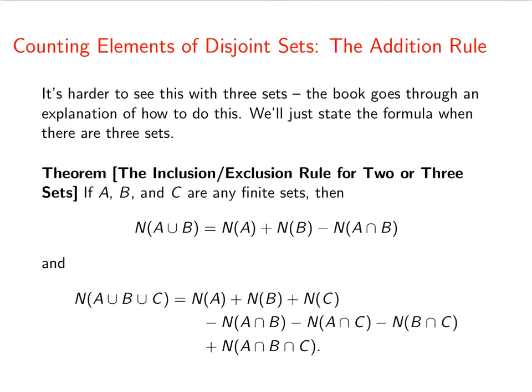So inclusion-exclusion says that the number of elements in A union B is the number of elements in A plus the number of elements in B minus the number of elements in the intersection because of overcounting.